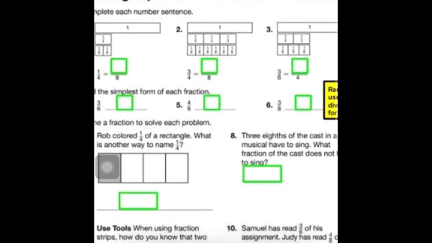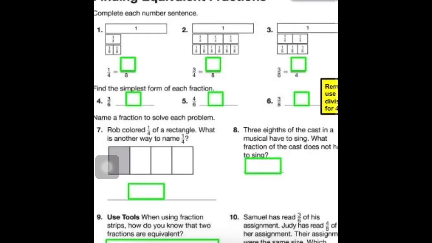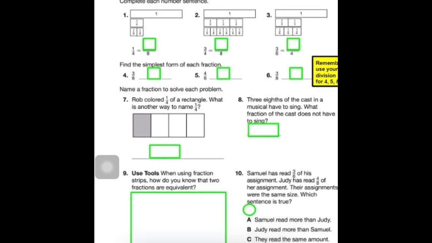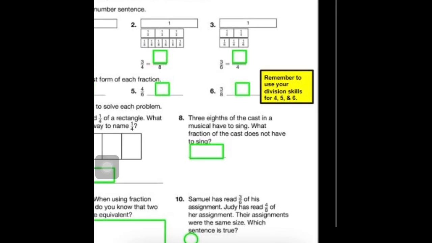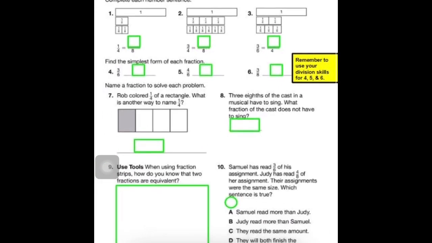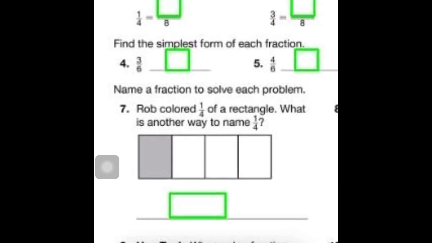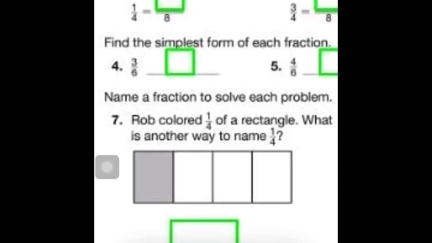Now that we're moving over to number 4, and 5 and 6, I wanted to remind you to use your division skills, because what we're doing is trying to find the simplest form of a fraction. Say we have a fraction, 3/6, and it's taking up a certain amount of space of the whole, using 3 pieces to completely fill that space.